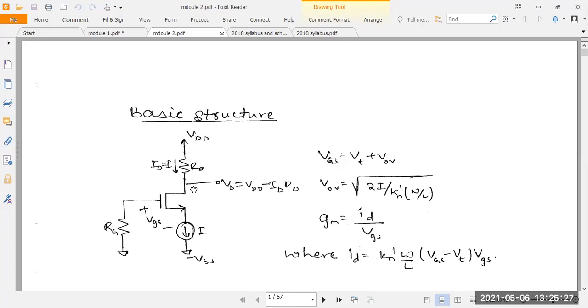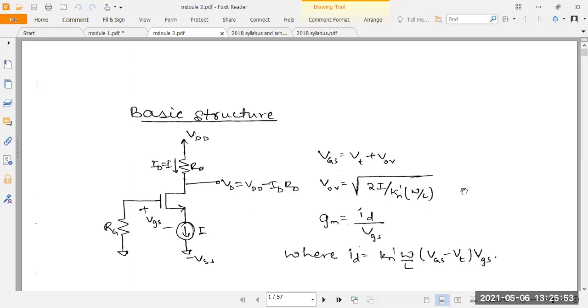Understood? Here we need to apply KVL between the supply voltage and drain voltage. From that we get the drain voltage equation as VD = +VDD - ID·RD. Apply KVL between the drain and VDD, so the drain voltage is VD. From that we get plus VDD minus ID into RD. Understood?